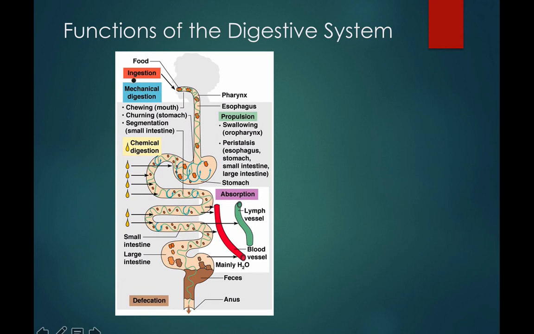And then this is kind of a quick summary diagram of all of the major functions. So the ingestion's that first step. You have mechanical digestion that occurs in the form of chewing or churning or segmentation. Then you have chemical digestion that is going to occur basically all over the place, but it's kind of showing it in the stomach, small intestine, and large intestine. And then we have the pharynx, the esophagus. Propulsion can occur with peristalsis and segmentation. It's just the movement of food. And then absorption is when you actually get the foodstuff into the blood or the lymph vessels. So that's basically the major functions of the digestive system, and I hope you found that helpful.